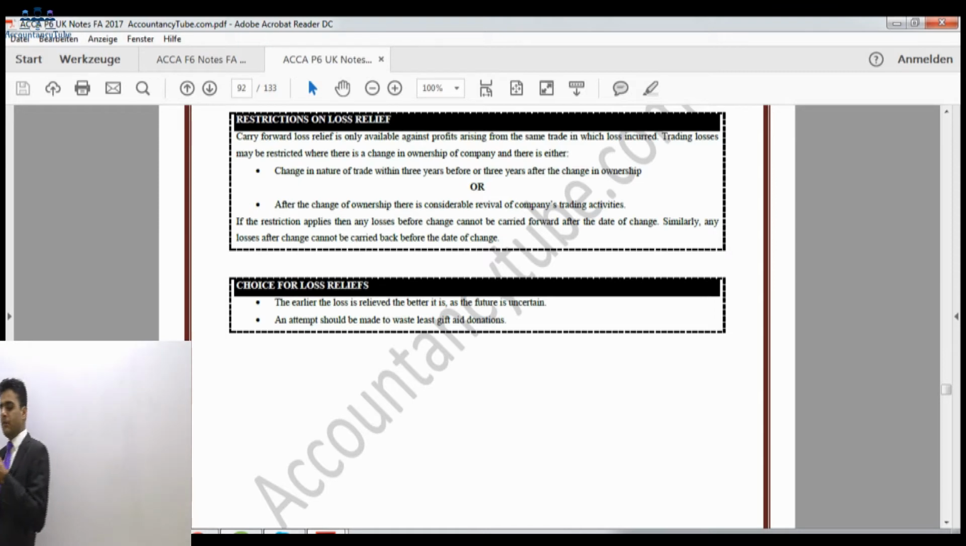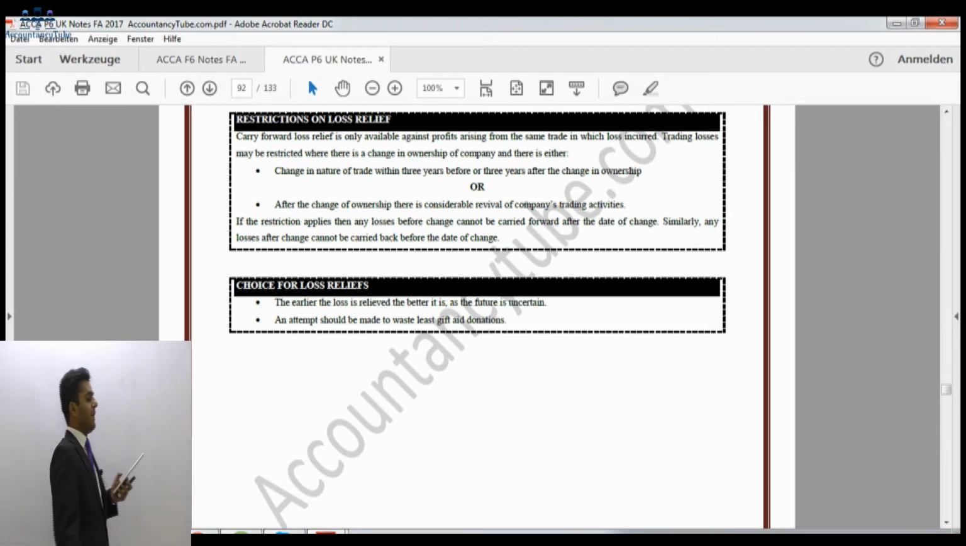If the restriction applies, then any losses before the change cannot be carried forward after the change. Similarly, any losses after the change cannot be carried back before the change. And choice of loss relief, we have already seen that as well. If we relieve the loss earlier, it's better for us. And likewise, if we waste the least amount of gift aid donations, it is beneficial for us because we can use that.